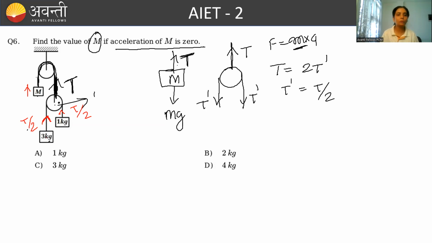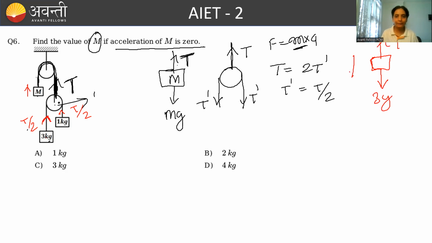So let's now write the free body diagram of 3 kg. If you write the free body diagram of 3 kg, what will you write? You can easily write here 3g in the downward direction, and upward, the tension is T dash.